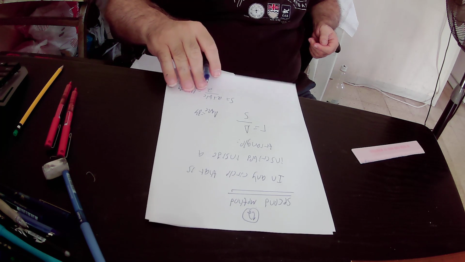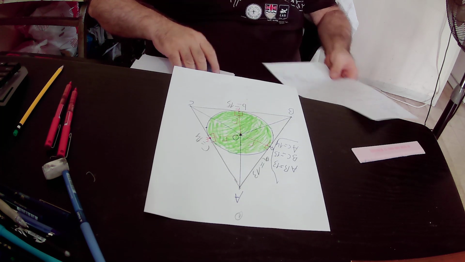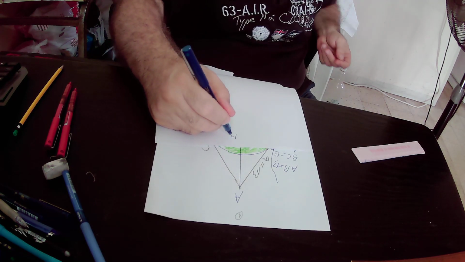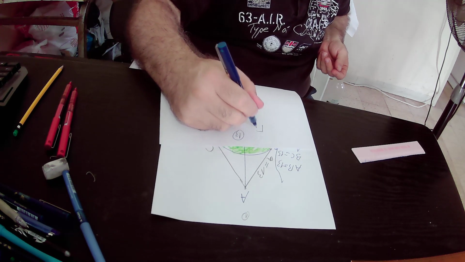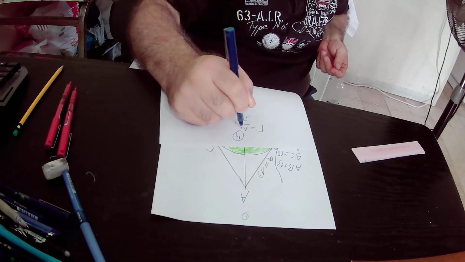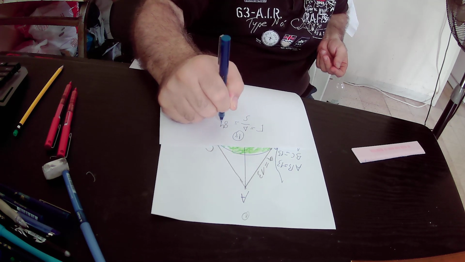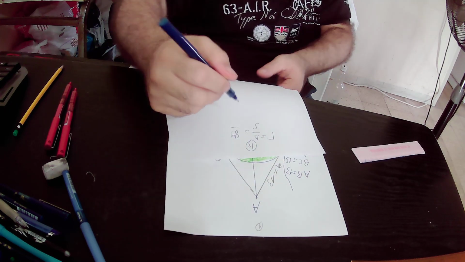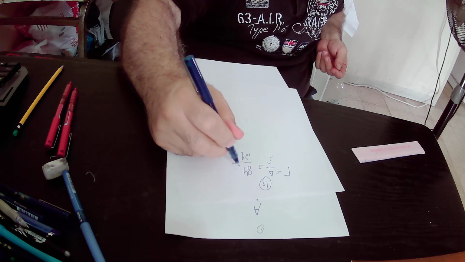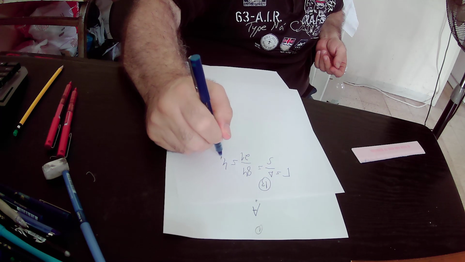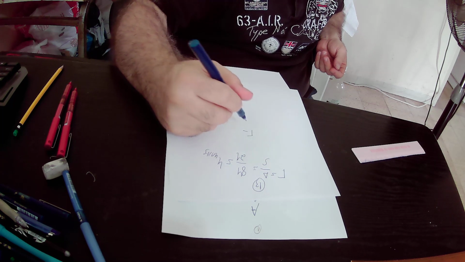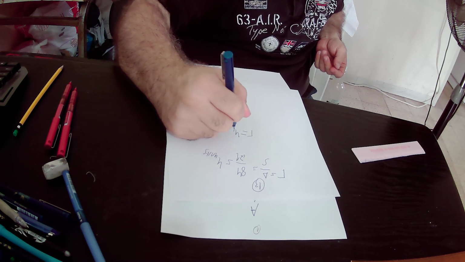So actually the radius of the green circle equals the area of triangle ABC over S. The area of triangle ABC is 84 square units over S, the semi-perimeter of triangle ABC, that is 21. So 84 over 21 is 4 units. So the radius of the green circle equals 4 units.